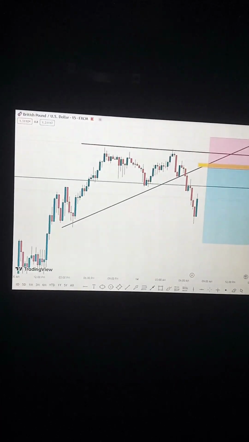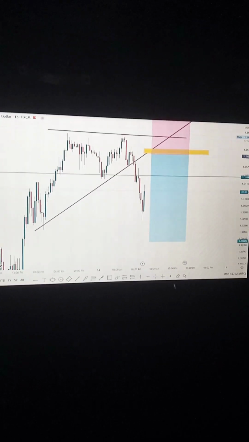So guys, this is GBP, the Great British Pound, against the United States dollar. I woke up this morning and saw this beautiful setup. This is actually the 15 minutes time frame. I've done my analysis on the higher time frame, so I'm only here at the 15 minutes time frame to take my entries, as you can see.